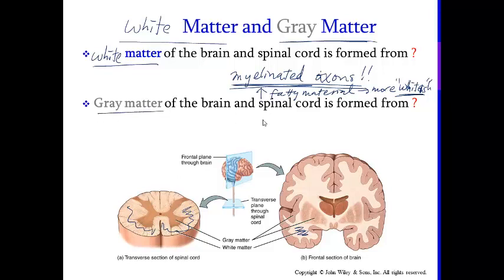Now, the gray matter that we can see on the outer cortex or on the inner side of the spinal cord, these are formed from unmyelinated axons. Because without all the fatty material wrapped around them, they look more grayish.